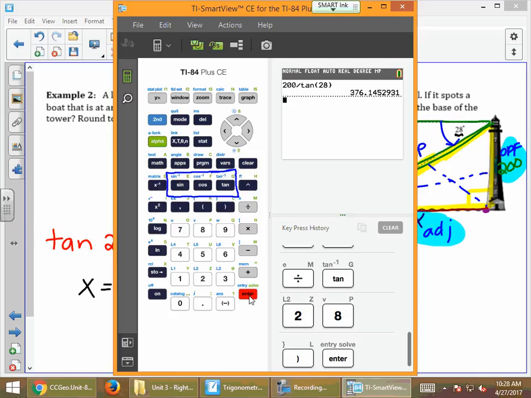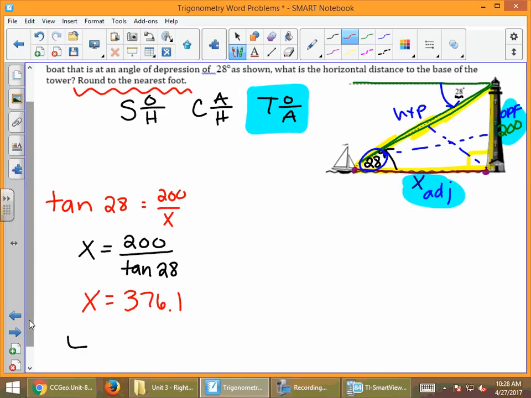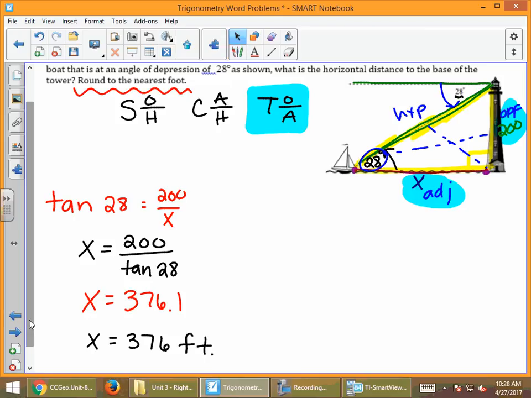So this is saying that X is about 376.1. But make sure you read the directions. It says round to the nearest foot. So if we were to round that to the nearest foot, we get about 376. Okay, make sure you label your answers with the proper units.